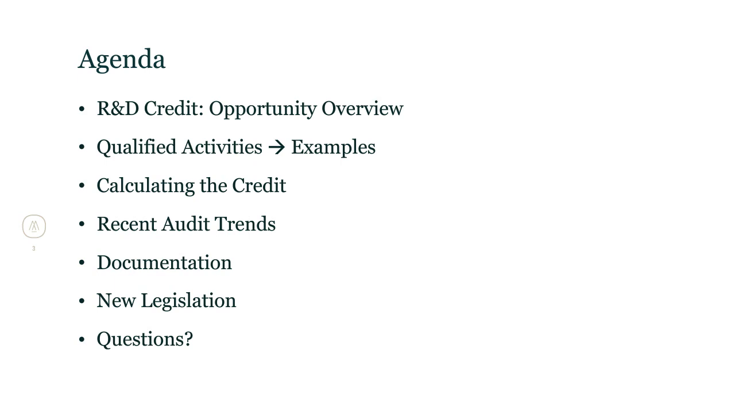Great. So we wanted to start off just by showing you the agenda, show you what we're going to be talking about over the next hour or so, give you kind of a roadmap. We're going to start here by talking about the opportunity that's available at the federal level and at the state level, talk about the magnitude of credits that might apply to your company.